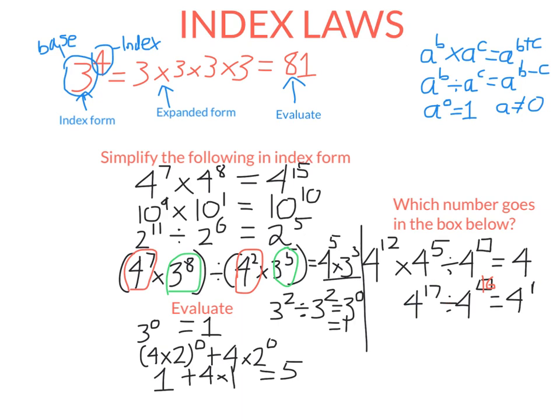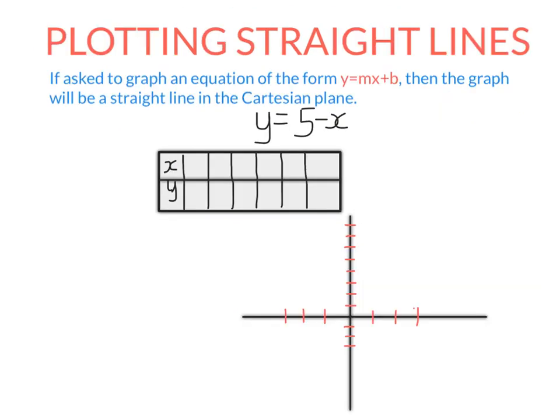All right, that's all for indices. Let's go on now to linear relations. So in linear relations, you basically need to be able to plot straight lines, calculate gradients, and find the equation of the line. So we'll start with plotting straight lines. What you'll do is you'll get an equation like this in the form y equals mx plus b and turn it into a graph. So if the equation is y equals something times x plus something, then the graph will be a straight line.